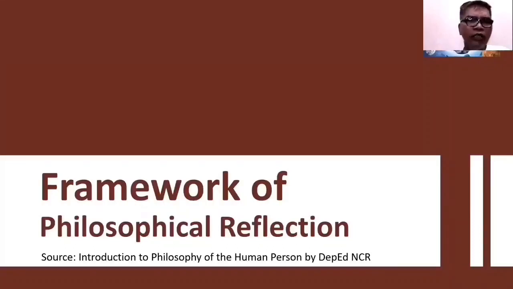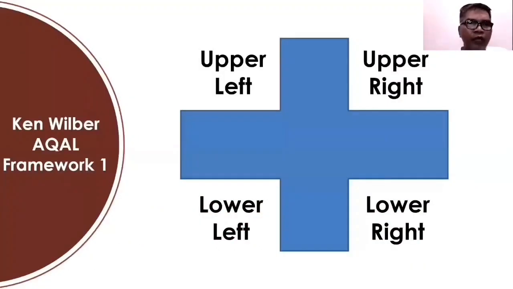They said that in order for you to reflect philosophically, you need to use a framework. And what is a framework? A framework is a conceptual map consisting of views and beliefs in order for us to understand this object, in order for us to understand this particular problem. In this discussion, we will use the framework formulated by Ken Wilber. He called it AQAL, All Quadrants, All Levels Framework.